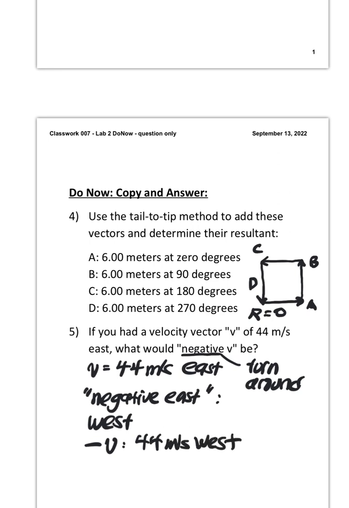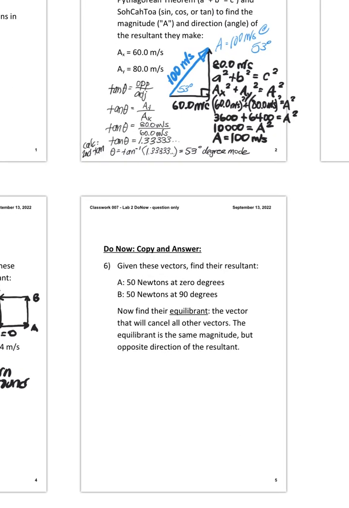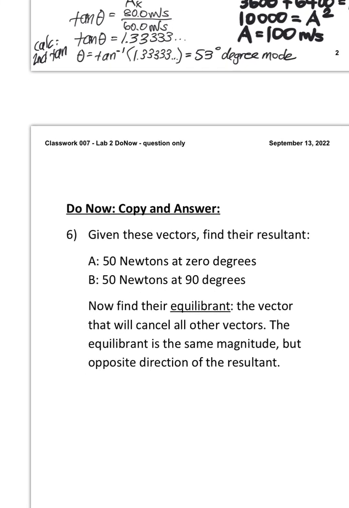Now be careful. Don't say negative 44 meters per second west, because then you're saying negative west, which is east again. That's like taking care of the directions twice. So just be aware of that. If v is 44 meters per second east, negative v would be 44 meters per second west. And here is the last question in the set. Given these vectors, find the resultant. I have 50 newtons at 0 and 50 newtons at 90.